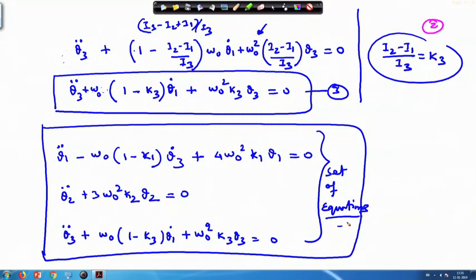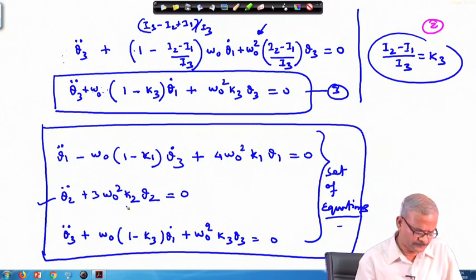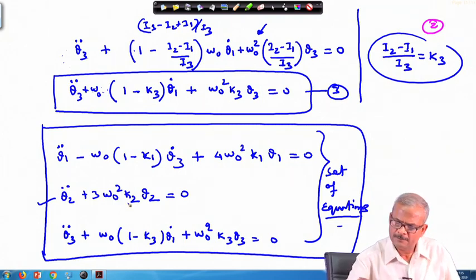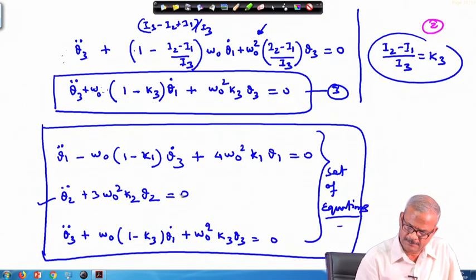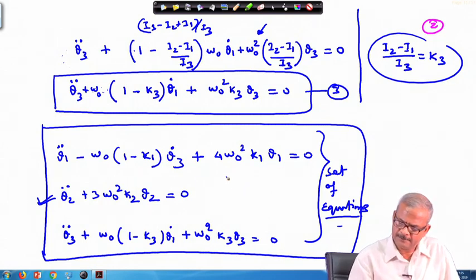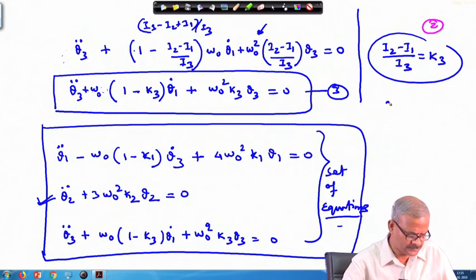So, once I verify all these equations, to make sure that some sign problem or other errors have not crept in, just quickly going through this part, it is okay. And 3 omega 0 square k 2 we have written as k 2, we have written I 1 minus I 3 by I 2, this is fine. And then theta 2, this equation is fine, and this equation we have just now derived. And theta 1 double dot is minus omega 0 1 minus k 1 theta 3 dot plus 4 omega 0 square k 1 times theta 1, where here itself we will write all those things.